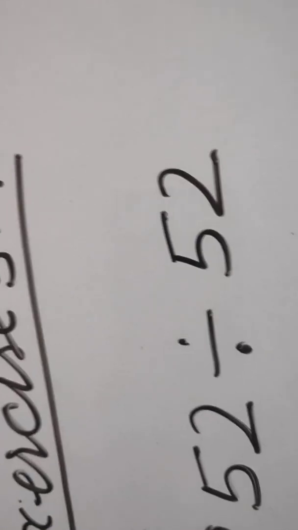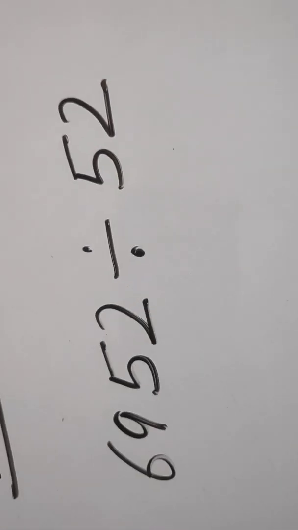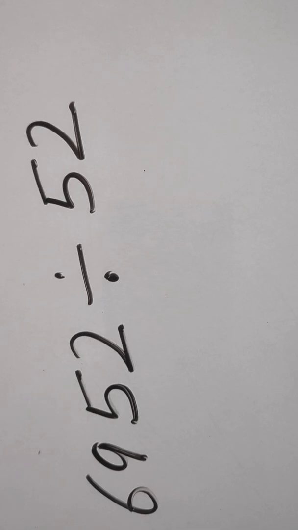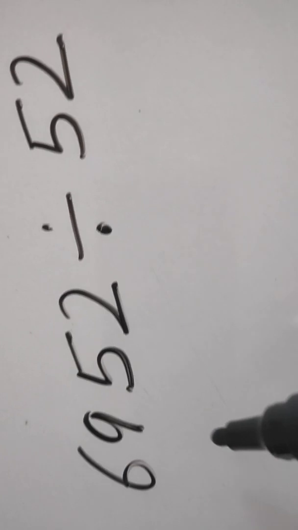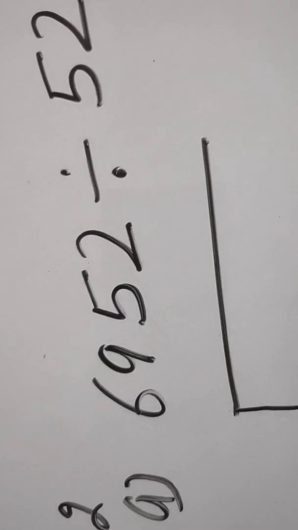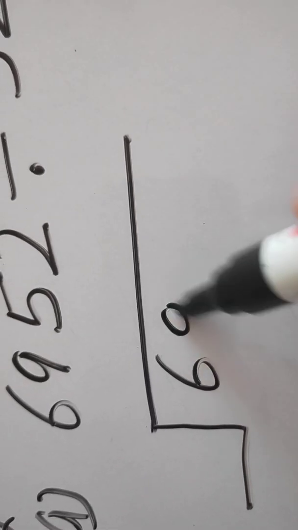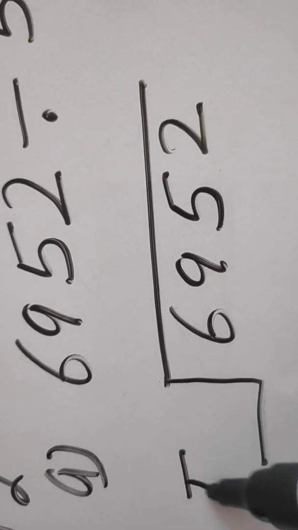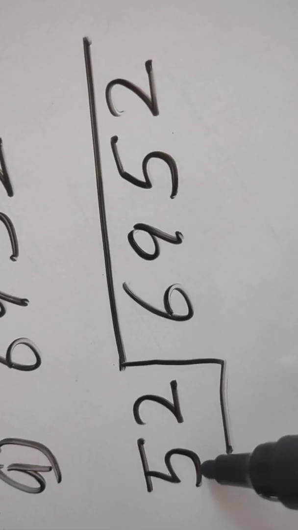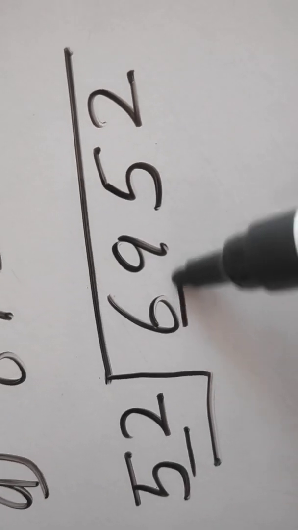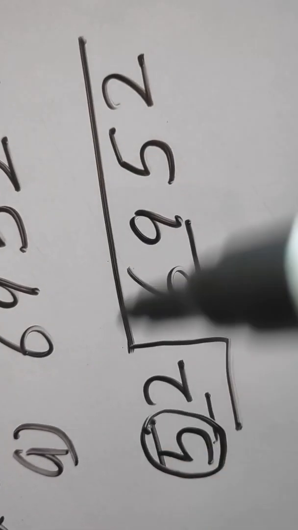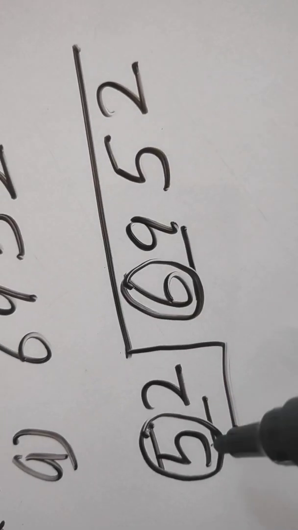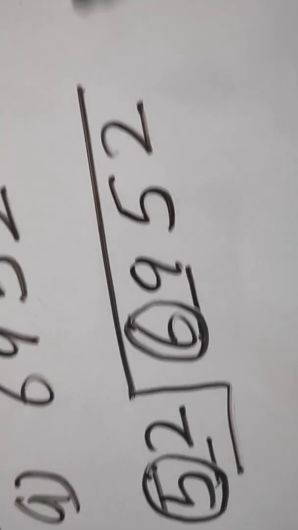Means the divisor is here 52 and the dividend is 6952. Make the division. Write the dividend inside, the divisor outside. The divisor contains 2 digits, so we will take 2 digits from the dividend. And how will we check? Firstly, we will check with the first digit, and from the dividend also we will take the first digit. We will divide 6 by 5.